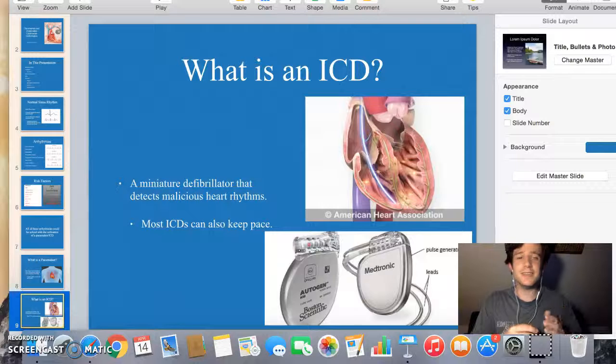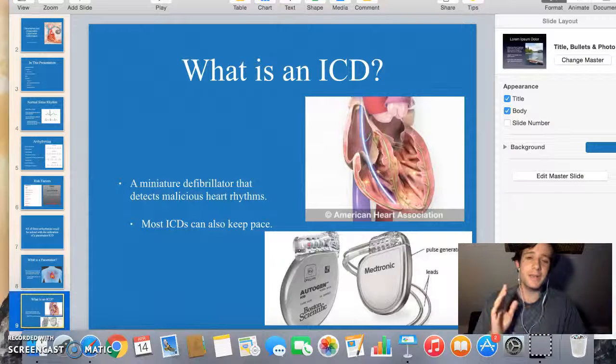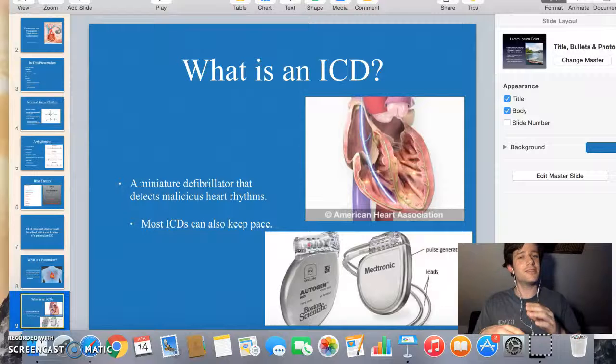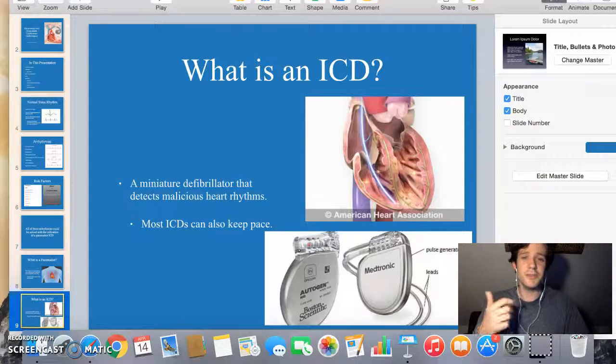And an ICD is similar to a pacemaker, but different in its own ways in that it attaches the same way and it inserts into the atria and the ventricles. But instead of keeping pace, what it does is it constantly monitors for abnormal heart rhythms, such as AFib, VFib, or PVT, and it can issue a very gentle defibrillation to the affected area of the heart in which these arrhythmias occur.